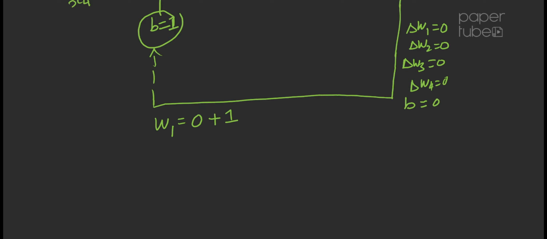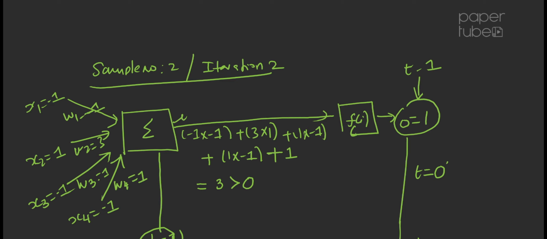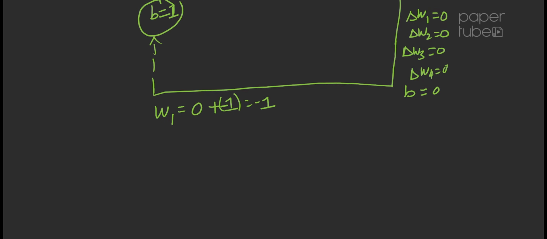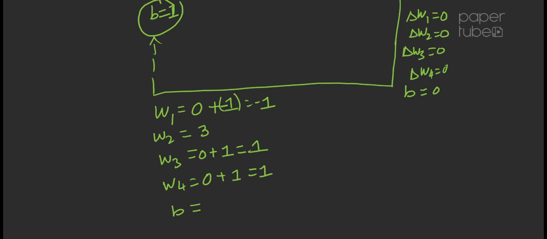So old weight is -1, so w1 should be -1, and w2 will be equal to 3, w3 will be equal to 0 plus old weight, that's equal to 1, w4 is equal to delta w4, which is 0, plus old weight 1, that makes it 1, and the change in bias is equal to 0 plus the old bias is equal to 1, that makes it 1. So you have the updated weights and bias. So we use this weight and bias, and then we are going to read the input in sample number 3.